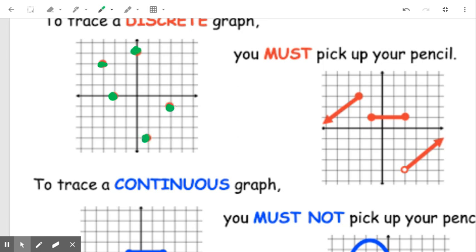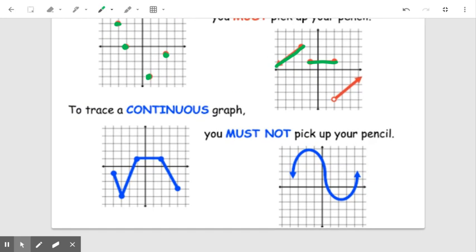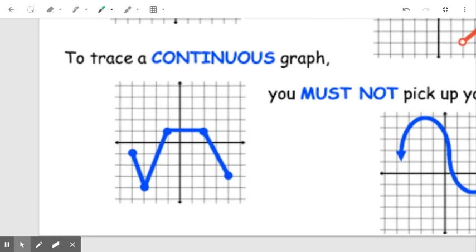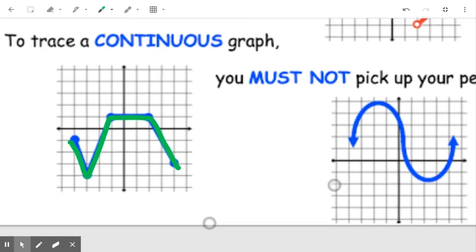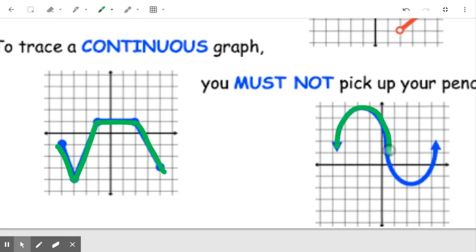That makes it discrete. The second one has some sections where things are connected, but in order to go from section to section, you have to pick up your pencil. So when I go from here to here and then I pick up to go over here, I know that this is discrete. So anytime you pick up your pencil, it's discrete. If I can trace beginning to end from left to right, without picking up my pencil, then I know it's continuous. That's the difference between the two.